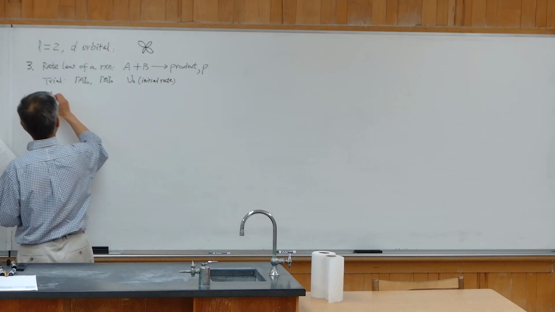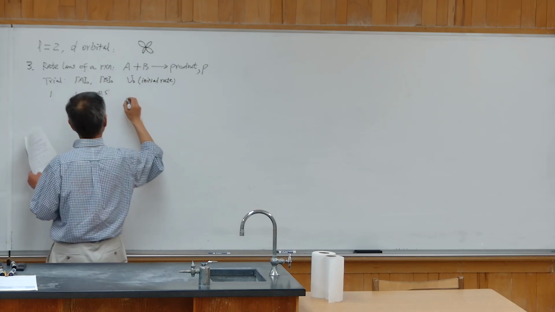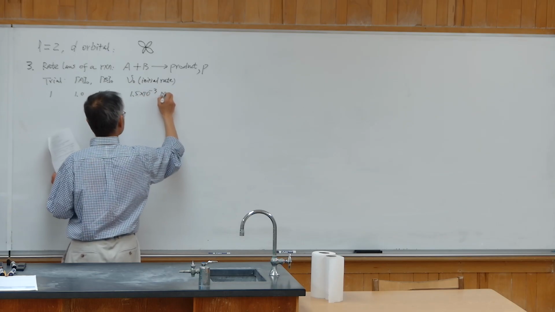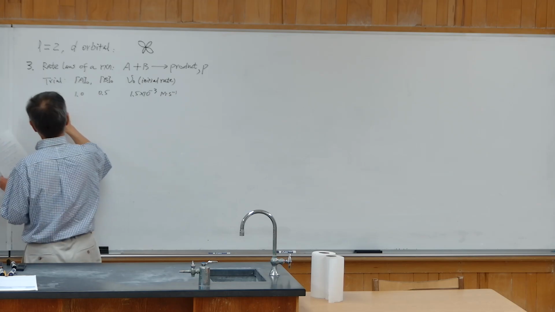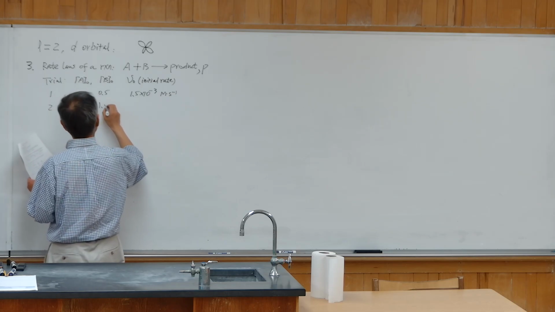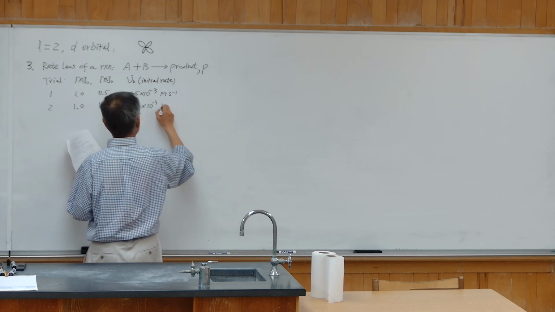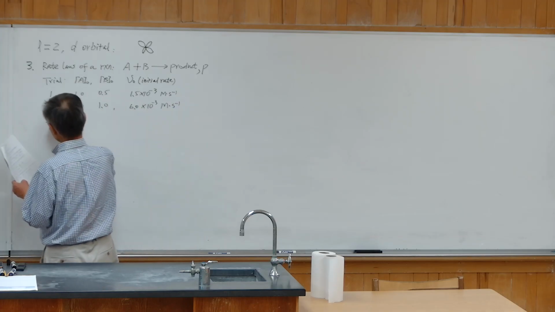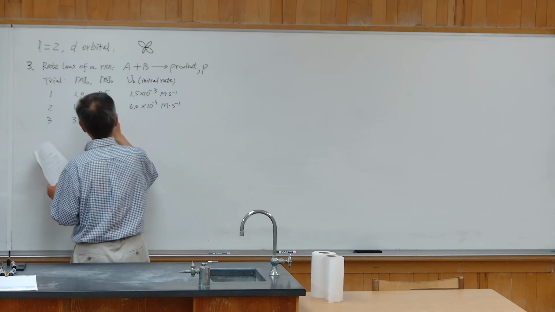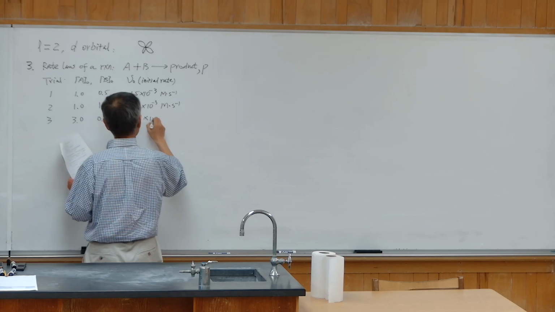Chart 1 starts with A0 is 1, B0 is 0.5. The initial rate is 1.5 times 10 to the negative 3 molar per second. Chart 2 starts with A0 is 1, and B0 also 1. The initial rate is 6 times 10 to the negative 3. Chart 3, A starts with 3, B starts with 0.5. The initial rate is 4.5 times 10 to the negative 3.